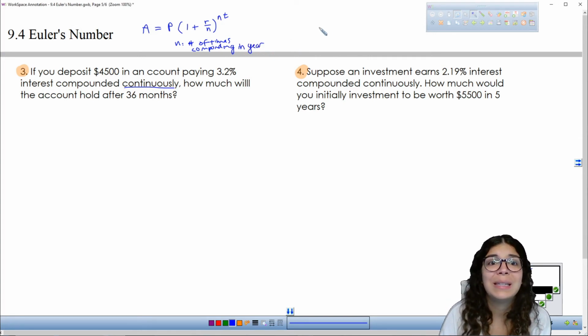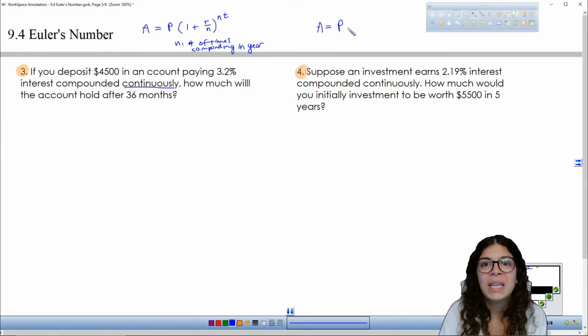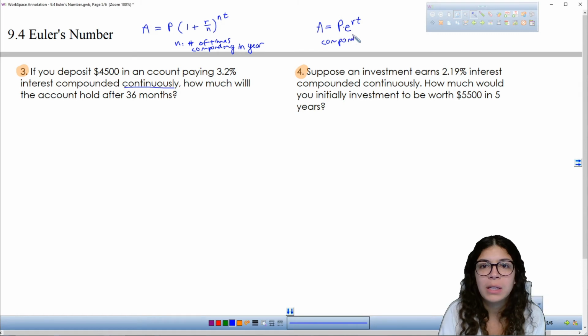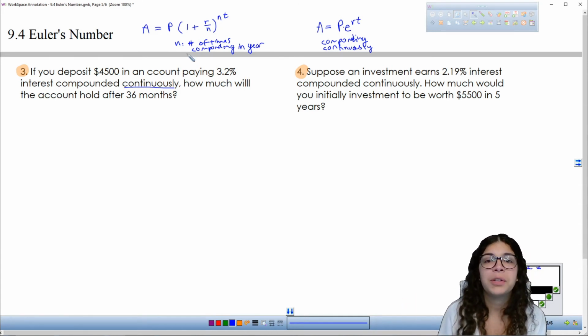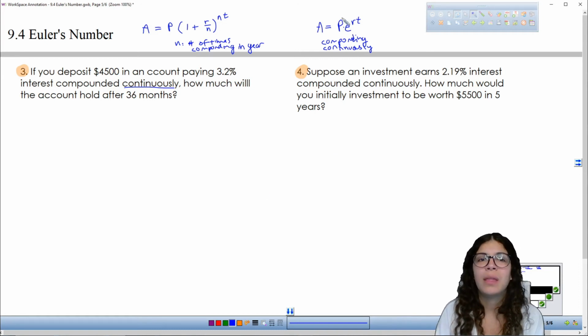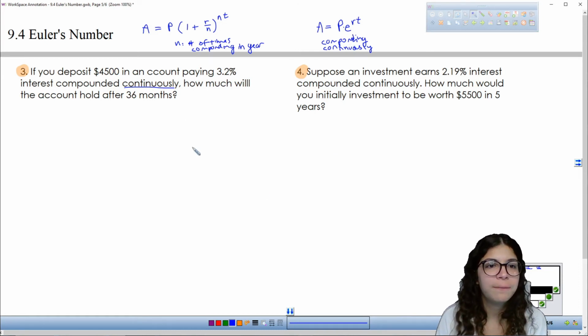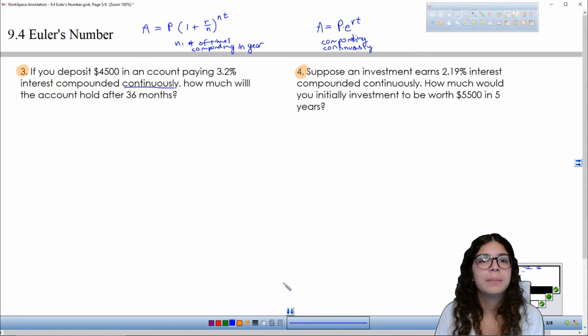Now, if you're compounding continuously, then you would use the other formula that we just covered today, PERT: A equals P times e to the power of rt. This is for compounding continuously. If I tell you you're compounding semi-annually, then you're going to use this formula because you're compounding a certain number of times in the year. But if I tell you you're compounding continuously, then you're going to use this formula. Okay, so let's go ahead and find this answer.